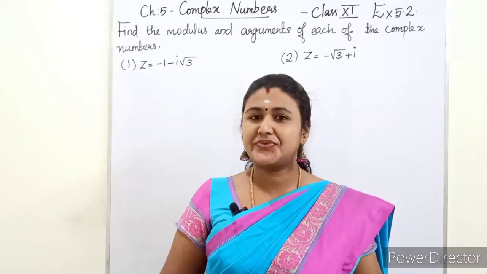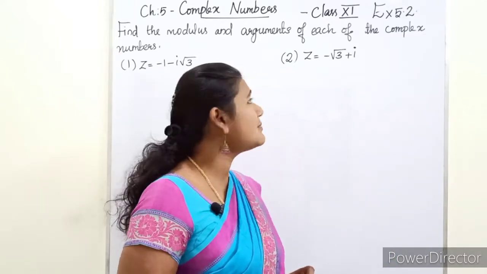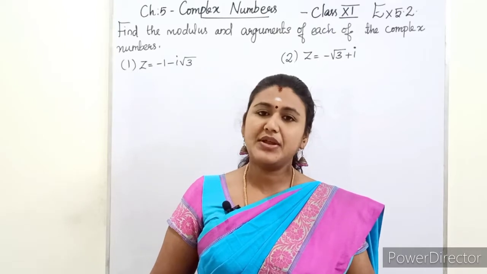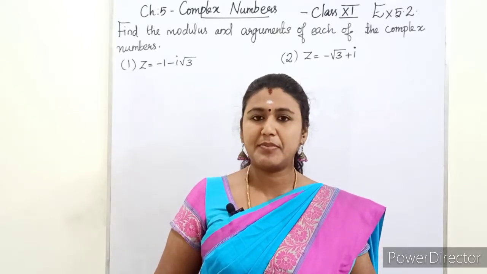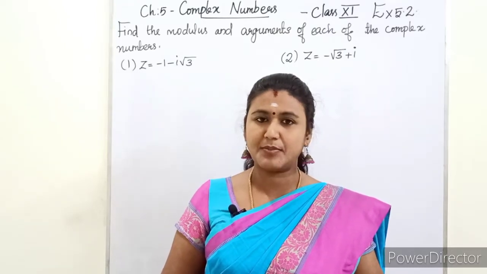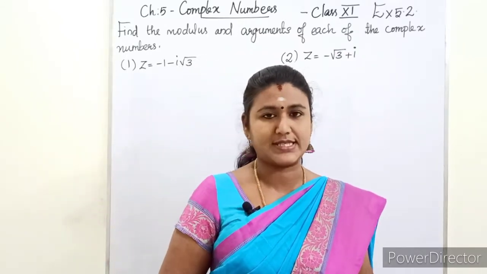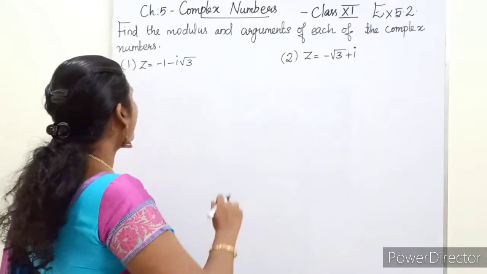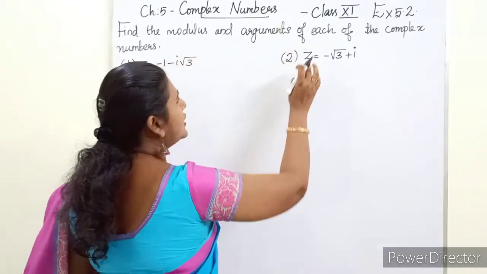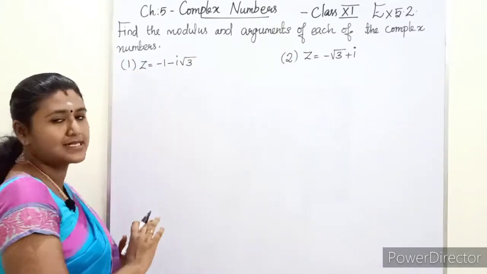In today's class, we will continue with the chapter Complex Numbers of class 11. In the previous class, we learned the Argand plane and the polar form of a complex number. Today, we will do exercise 5.2 based on the concept. The first question: find the modulus and the argument of each of the following complex numbers.